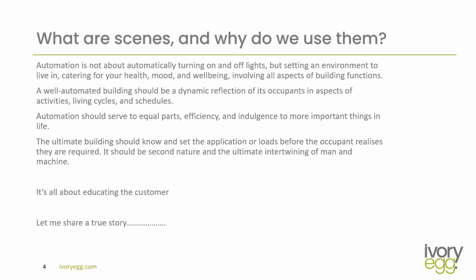I thought I'd give you a little quote about how I think automation goes together. Automation is not about automatically turning lights on or off, but about setting an environment to live in, catering for your health, your mood, and your well-being, involving all aspects of a building's functions. A well-automated building should be dynamic, a reflection of its occupants in terms of activities, life cycles, and schedules. Automation should serve equal parts efficiency and indulgence, to give time to the more important things in life.